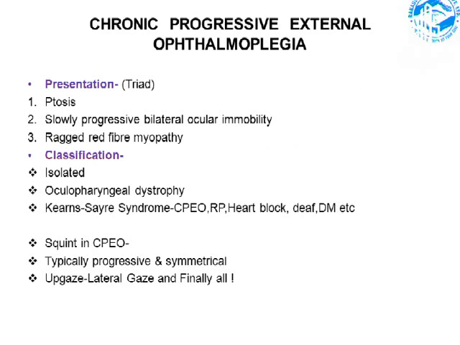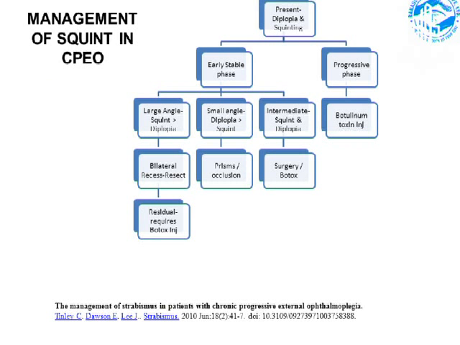slides. CPEO presents with progressive and slowly progressive bilateral ocular motility limitation, and the patient might be presenting with conditions like Lewis-Sumner syndrome. Such patients are managed depending upon the angle of squint and the diplopia. If the angle of squint is larger than the diplopia, we can think about giving a bilateral recession procedure. If the diplopia is more than the squint, we can think about prisms and occlusion therapy. And if it is intermittent, the choice depends upon the surgeon's preference. If it's in a progressive phase, we might think about doing botulinum toxin injections.